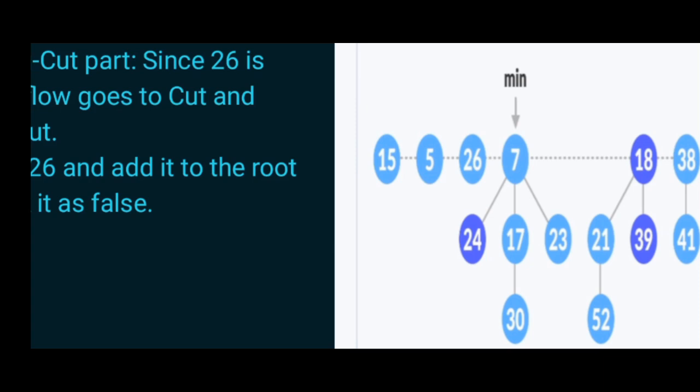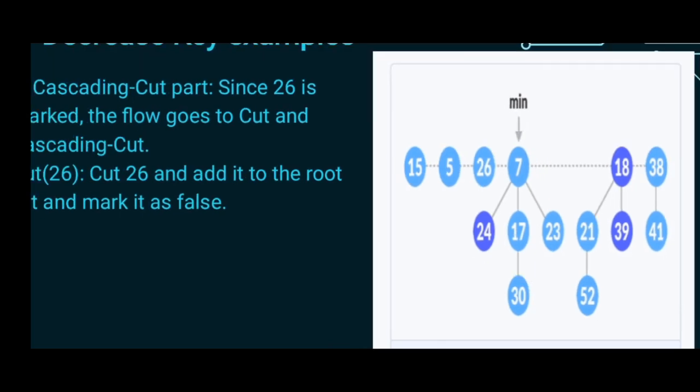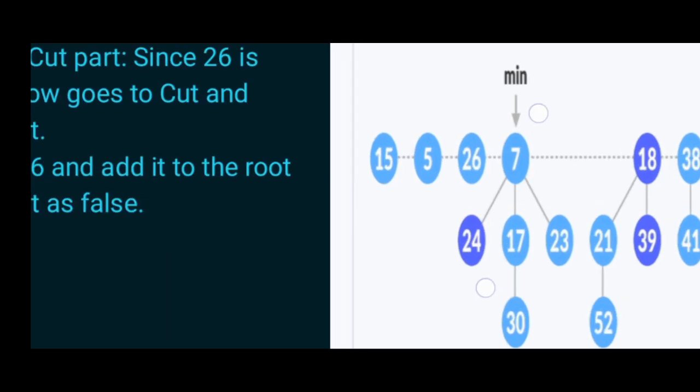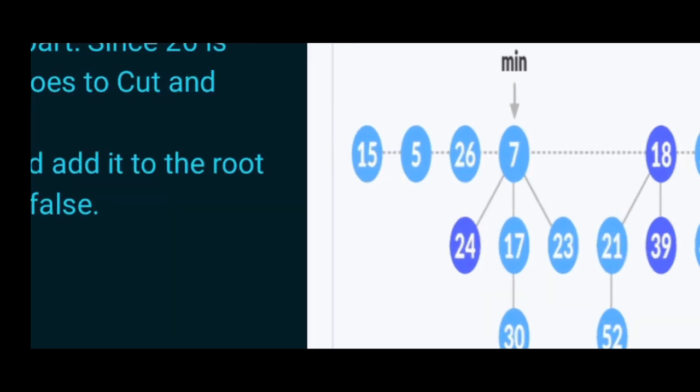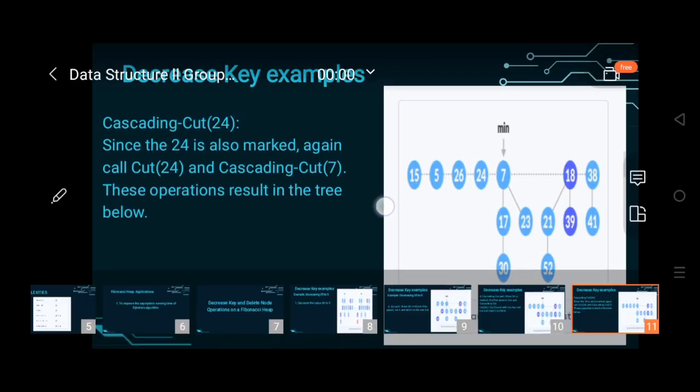Now, why are we cascading cutting it? Well, cascading cut is a process where we're moving the node in order for the tree to be balanced and well structured. The reason why we cascading cut it is because the parent node must be less than or equal to its child, since this is a min-heap data structure. So 7 is less than 26, right? You can see that in here.